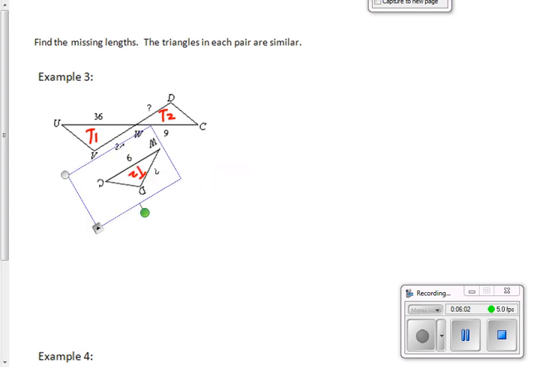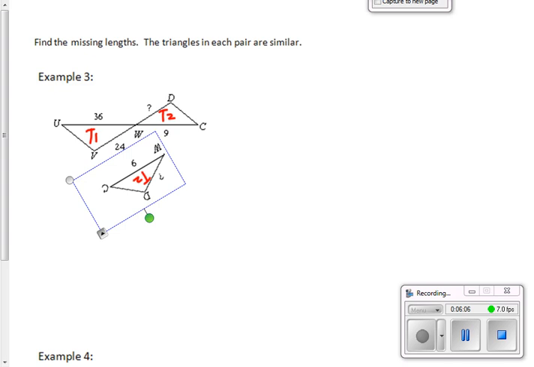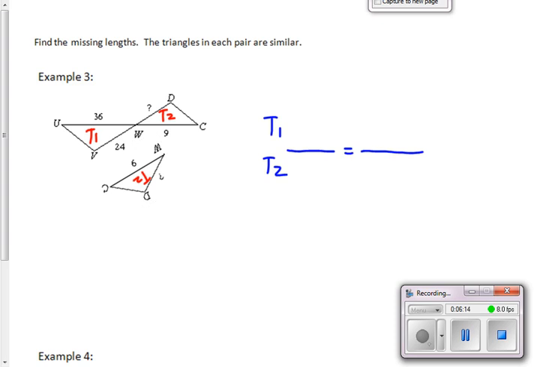Now I can see what corresponds with what. It makes things easier. So go ahead and set up your proportions here. Triangle 1 will go on the top, triangle 2 on the bottom. We are trying to find out the missing side length there. That is a question mark. So there's my question mark. That is part of triangle 2. So I'm going to go ahead and throw that down below.